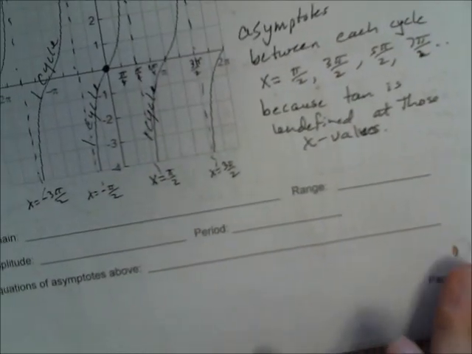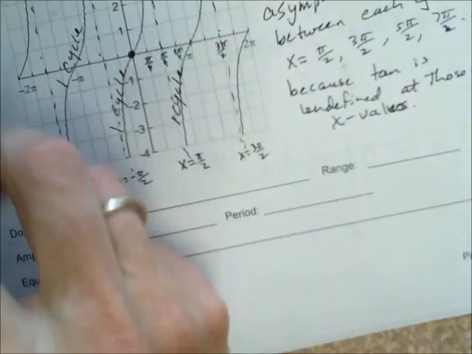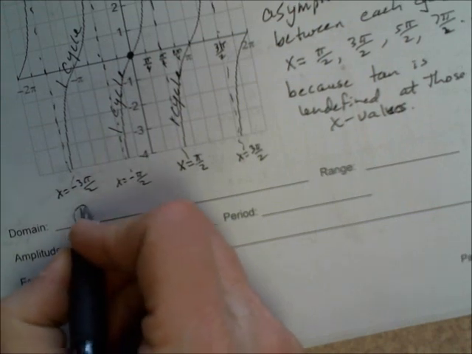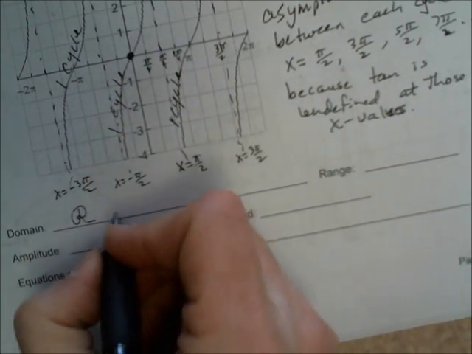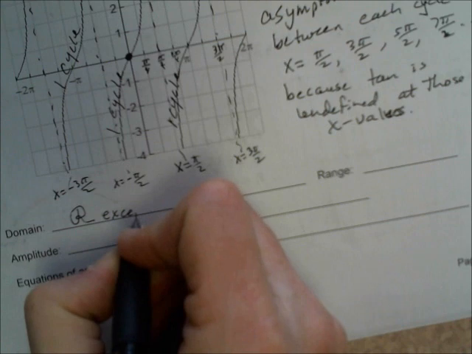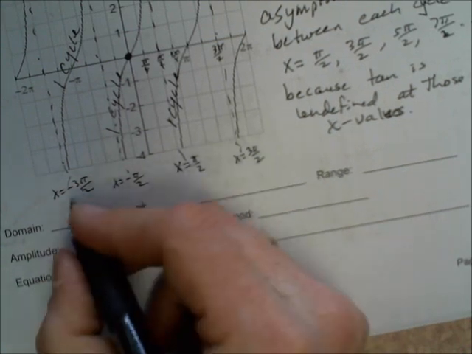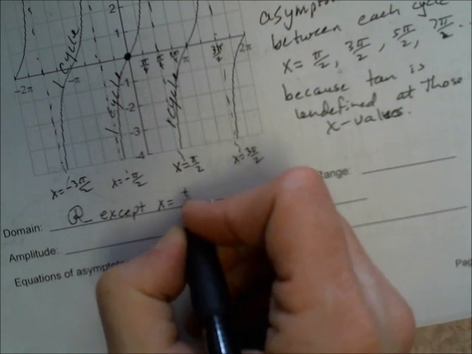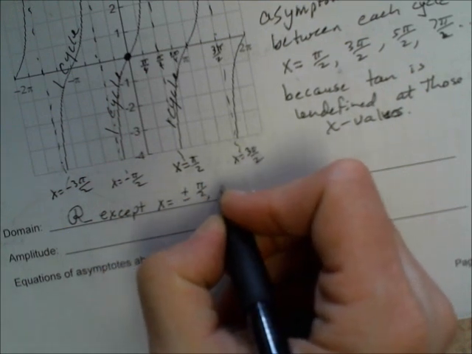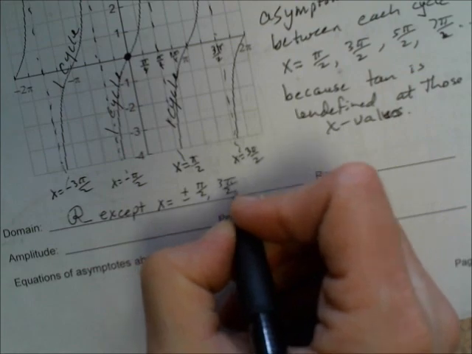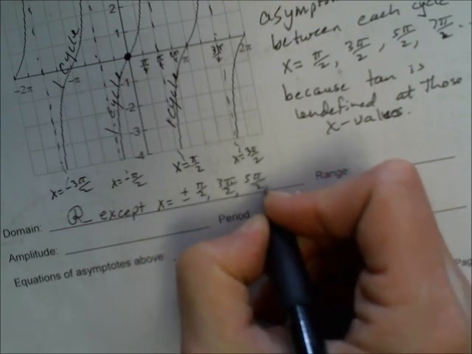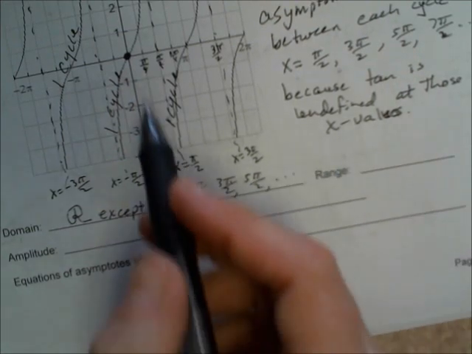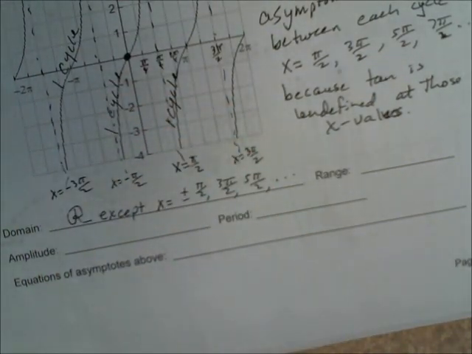All right, so just quickly to finish up this page 10, what is the domain of this? The domain means what are the x values? The x values here are all real numbers, just like sine and cosine, except the x values that are the asymptotes. So x is equal to plus or minus 1 pi over 2, 3 pi over 2, 5 pi over 2, and on and on and on we go because it's just undefined there.